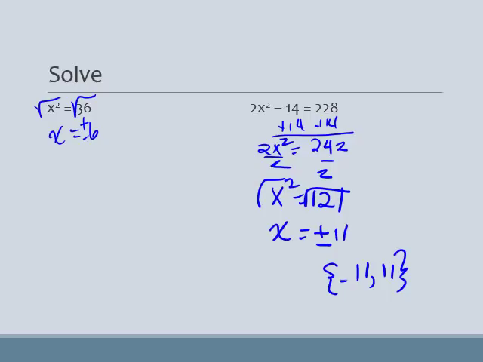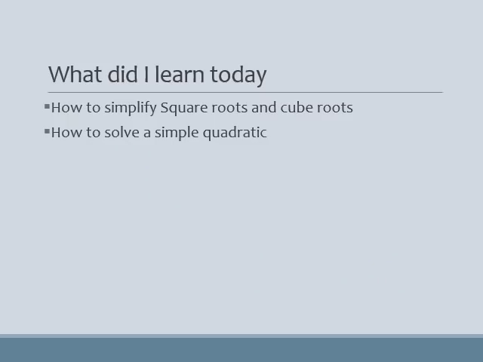Doesn't matter. All right, so today you learned how to simplify square and cube roots and how to solve a simple quadratic, those where b is 0.